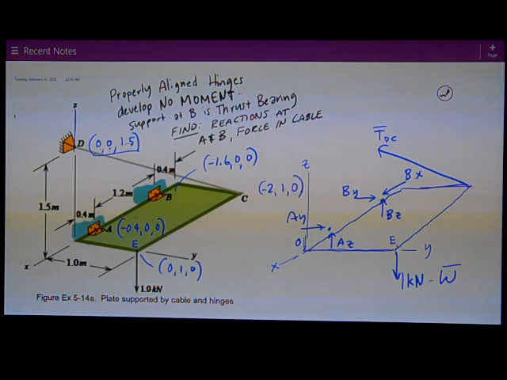The goal is to find the reactions at A and B and the force in the cable. Okay, this is a 3D rigid body equilibrium problem. So as such, I have 6 equations of equilibrium to work with. Therefore, I can solve for 6 unknowns, and that's exactly what I have here. Part of the reason is these hinges that are kind of unusual.